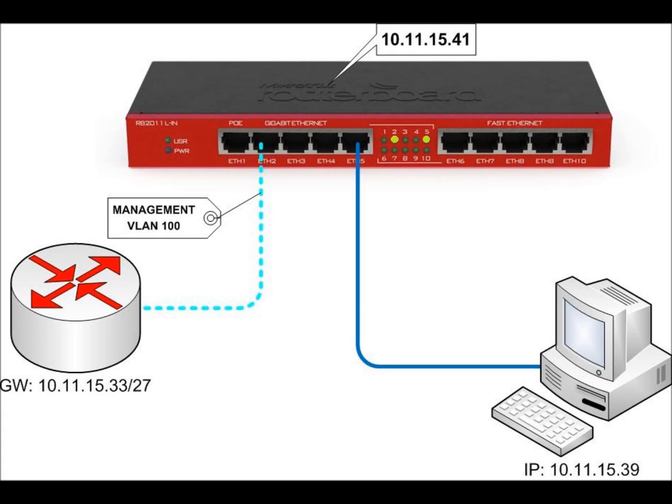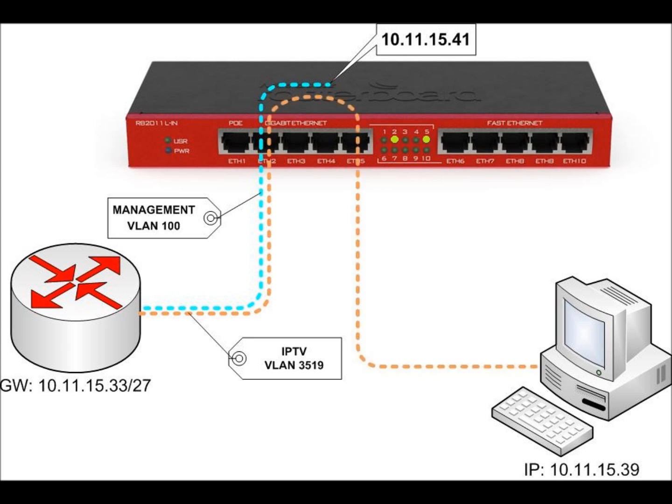But you don't need to bridge only the management VLAN. I will show an example with some other VLAN. And for that I will connect the PC into port 5. The management VLAN will remain on port 2 because I need to reach Mikrotik from the network, and I will add only one more VLAN, for example IPTV, that I will bridge from port 2 to port 5. Remember, port 2 is a trunk port, it must propagate all VLANs. Of course, since I don't have the management VLAN on port 5, my IP address is no longer in use.